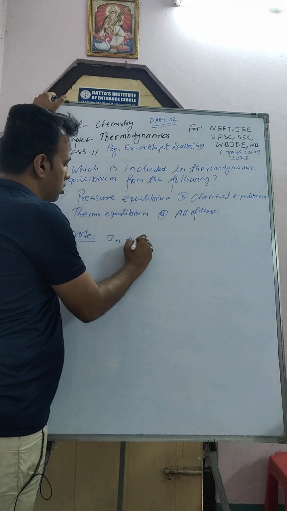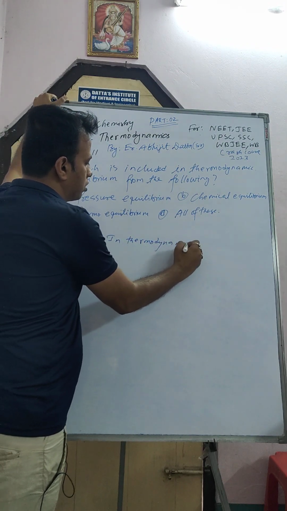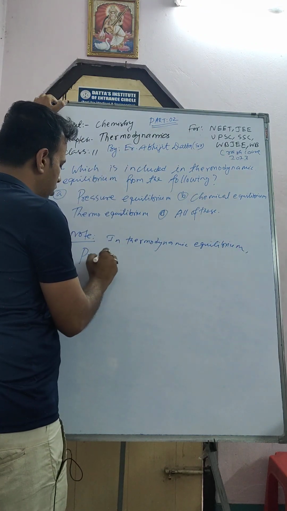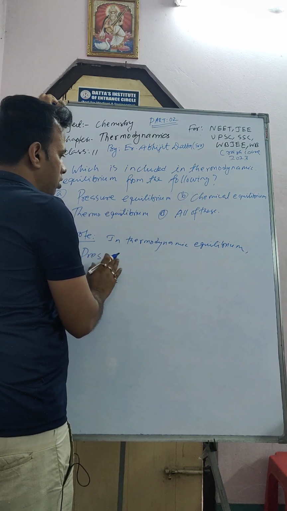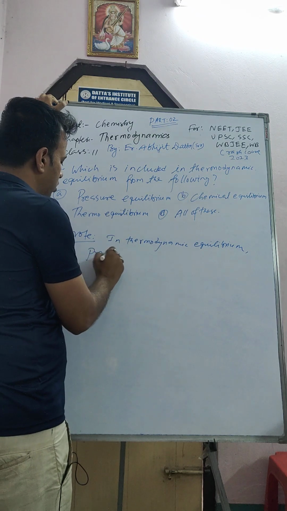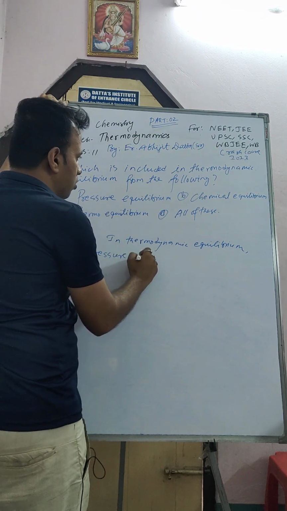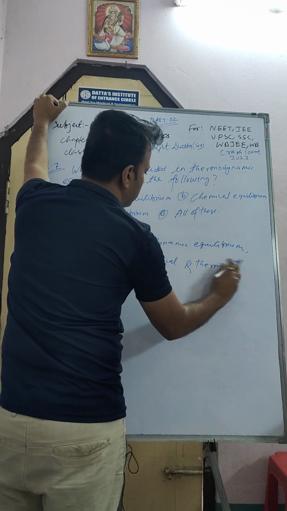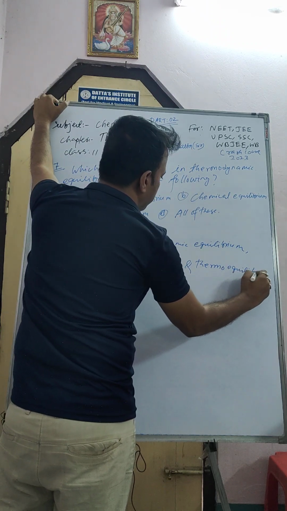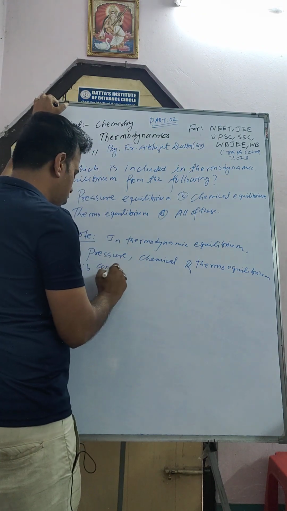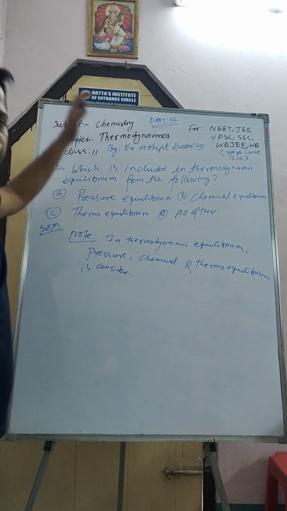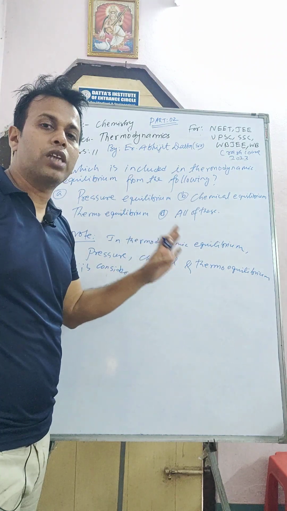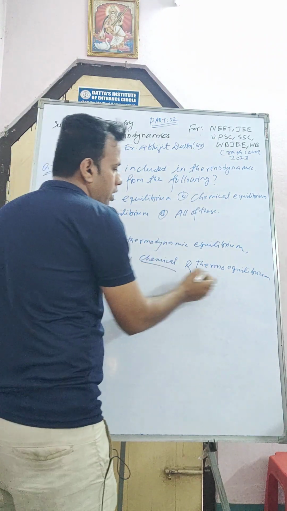in thermodynamic equilibrium, pressure, comma, chemical and thermo equilibrium is considered, or we can say equilibrium is said to be thermodynamic equilibrium when pressure, chemical and thermo equilibrium is happened.